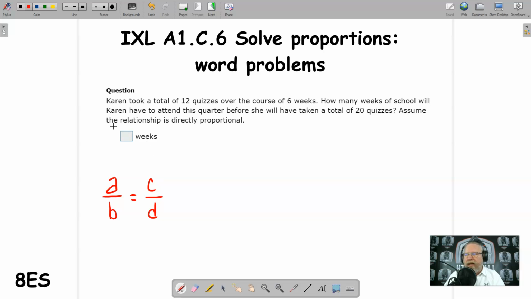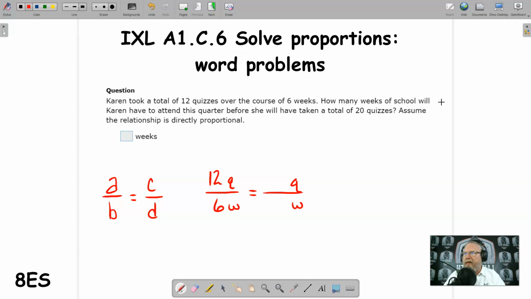So let's go ahead and start reading the first one. Karen took a total of 12 quizzes over the course of 6 weeks. Well, there's a ratio I can get there, right? Two different measurements, two numbers there. So we're going to do 12 quizzes, 12Q, over 6 weeks. And we're going to set that equal to another ratio in which we have quizzes as the numerator and weeks as the denominator. And the reason for this is, well, we chose to use the numerator for quizzes and the denominator for weeks in the first ratio, so we want to make it match up in the second ratio as well. So let's go ahead and continue reading.